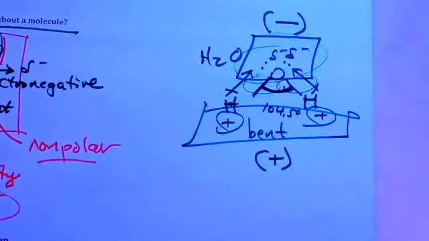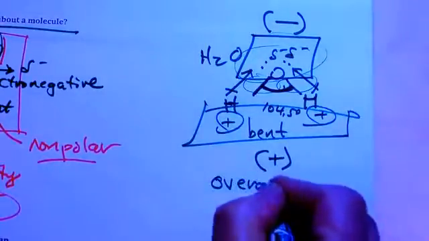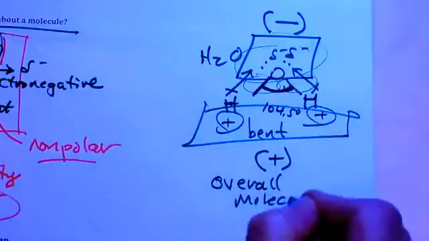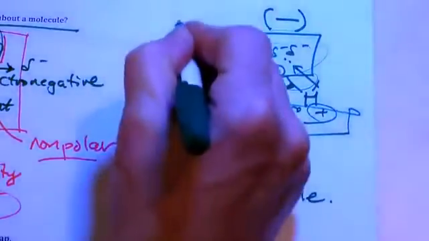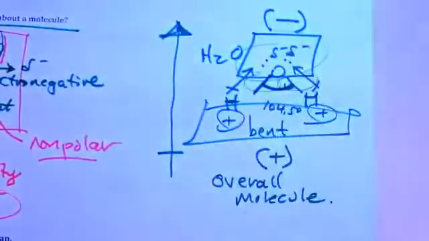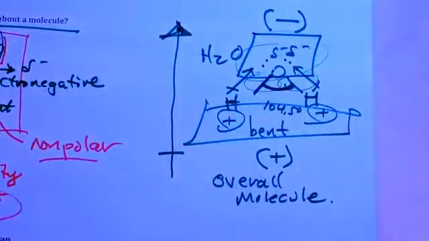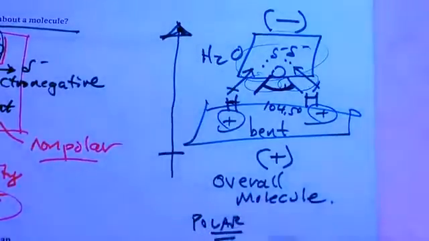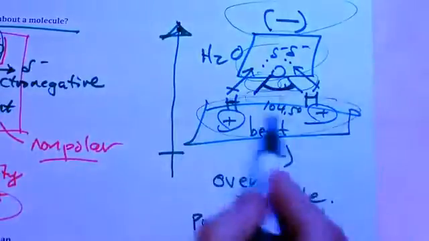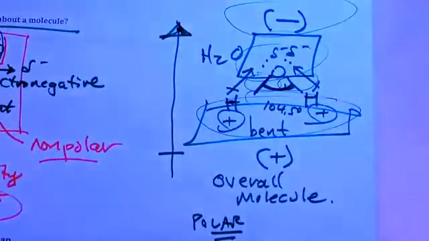This causes the overall molecule to have a significant dipole moment in this direction. A significant dipole moment in this direction. And therefore we say that this molecule is polar. There's a negative charge here and a positive charge down here on the bottom of the water molecule. Your book does a nice job of illustrating this.